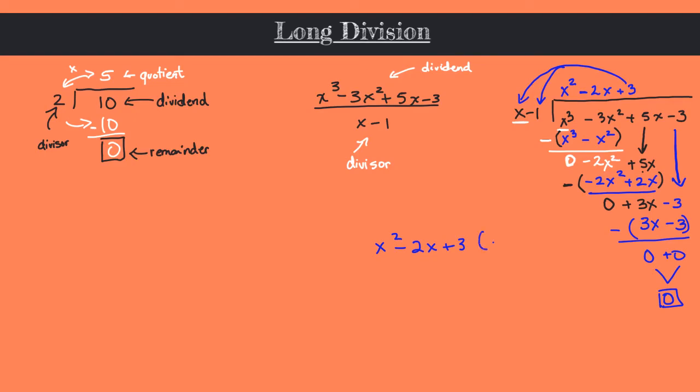So therefore, in this case with the problem we did using the polynomials, if I multiplied my quotient, which is here, the x squared minus 2x plus 3, by our divisor, which is x minus 1, then we should get back the original dividend, which we have here, x cubed minus 3x squared plus 5x minus 3. So you can go ahead and check that out.